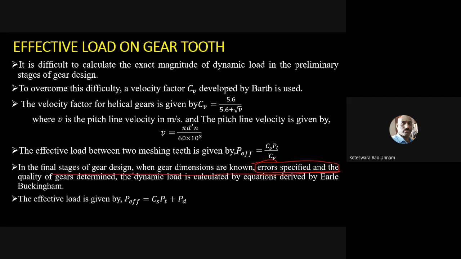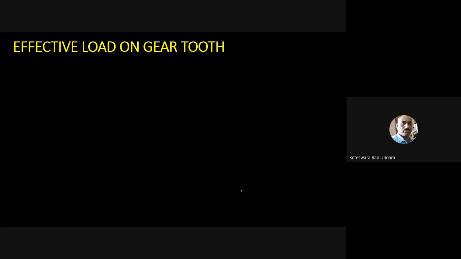If you want to use the Buckingham equation, this is going to be the equation for your effective force. P effective is equal to CS into PT plus PD. Now once I have P effective, I can decide or design whether the gear is going to fail for the given load or not. So accordingly you can design it.